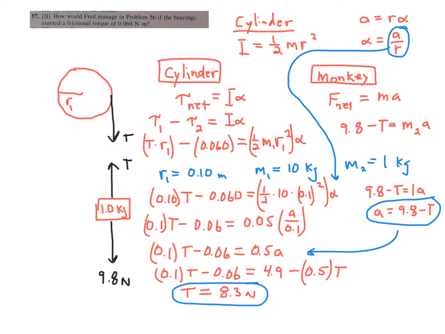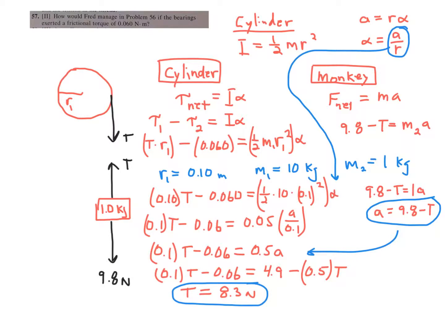Day 68, page 272, problem 57, rotational mechanics. It's a takeoff of problem 56, except we have friction in our rotating cylinder with the little monkey dropping, the 1 kilogram monkey.